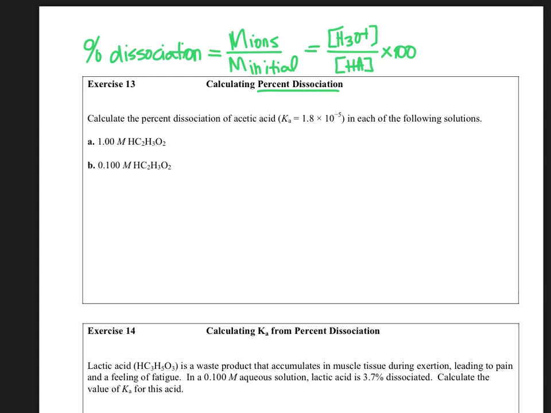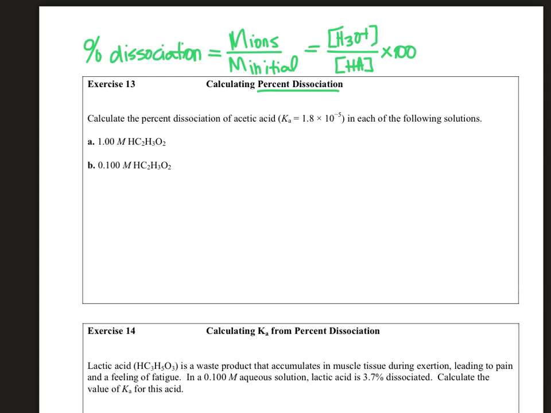Calculate the percent dissociation of acetic acid in each of the following. So all you're doing is looking for those components. You're going to start with the amount of acid, use your Ka value, find your amount of hydrogen ions, and then just plug in. So it's not any different than what we previously just did. So I'm going to do question number 1 for you.